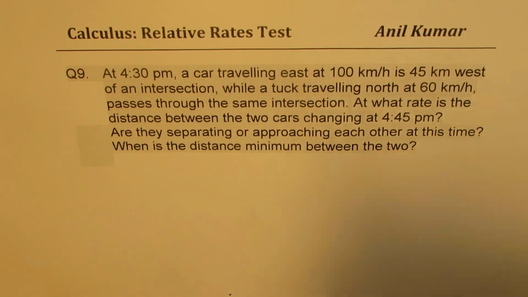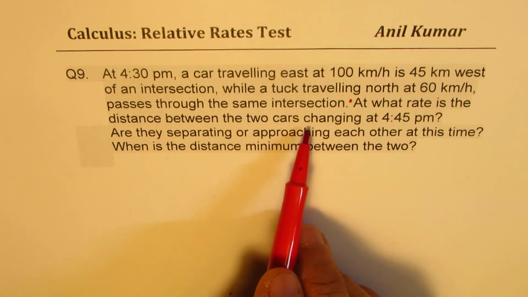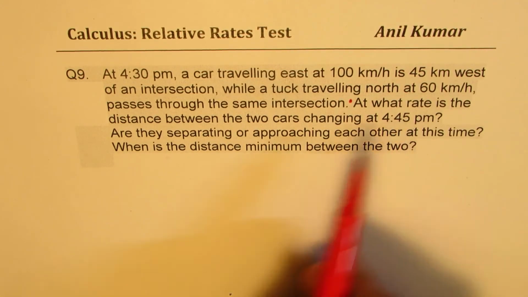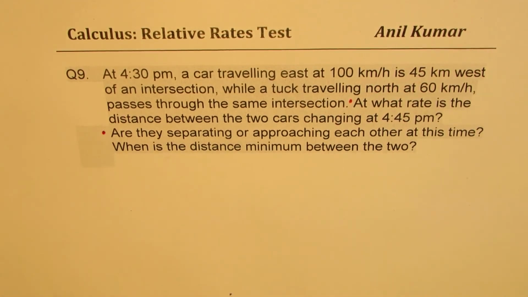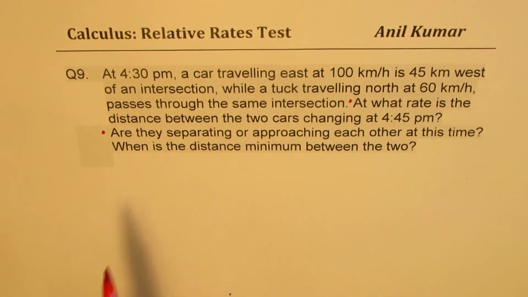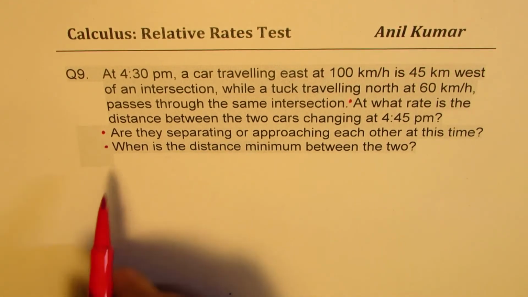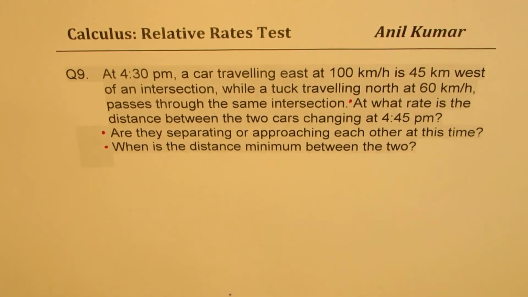Now, the three things we need to find: the rate at which the distance between the two cars is changing at 4:45, that is 15 minutes after, and from that rate we have to figure out whether these vehicles are approaching or separating. And the last calculation, when the distance is minimum between the two, helps us figure out whether our answer for separating or approaching is correct or not. Correct? I hope that makes sense. So let's begin by sketching the scenario.